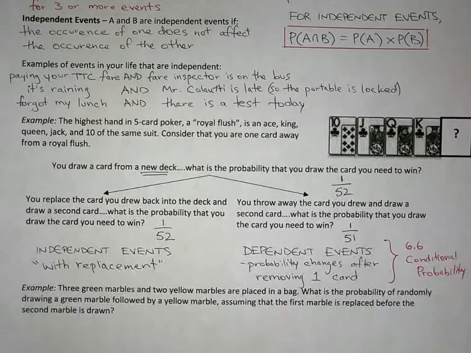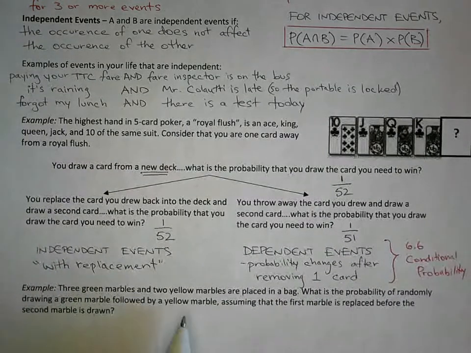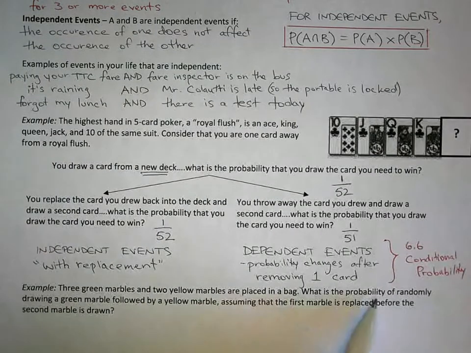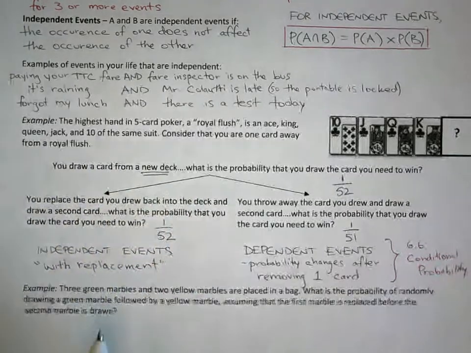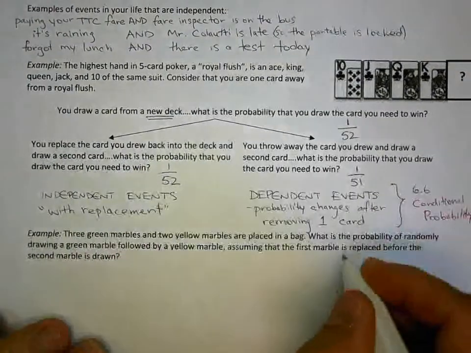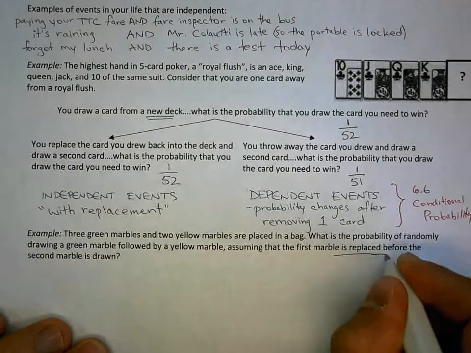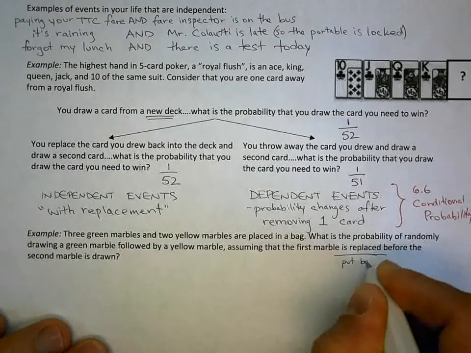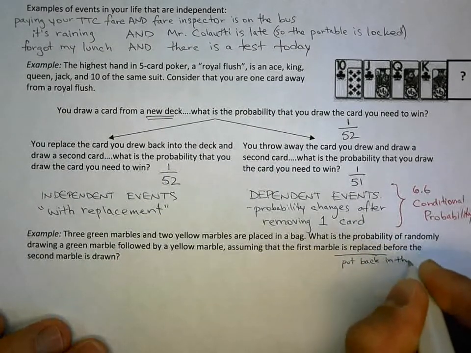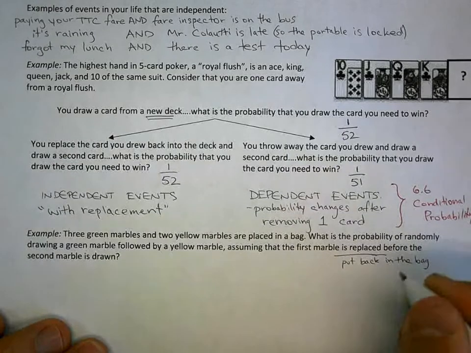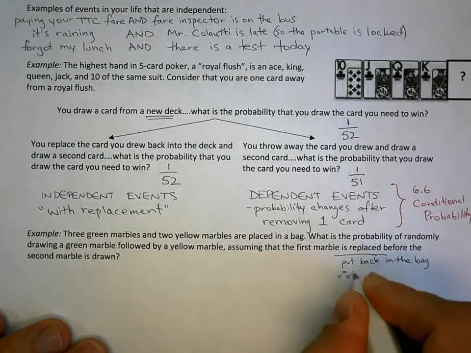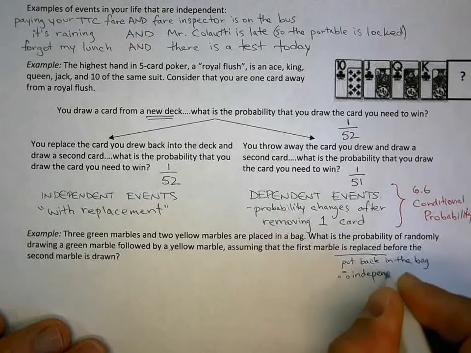So finally, let's do an example. 3 green marbles and 2 yellow marbles are placed in a bag. What is the probability of randomly drawing a green marble followed by a yellow marble? And here's the key, assuming that the first marble is replaced, it's put back in. So then the situation is like this. These are 2 independent events. This is put back in the bag. So that is therefore independent events. That's the key word telling me this is independent events.